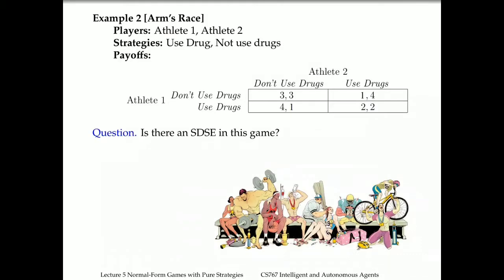If we look at this next example, we have athlete 1 and athlete 2, who are in a competitive sport, but they have the option of taking drugs or not. Of course, if both of them do not take drugs, then they will compete in a fair way, and they will get good rewards. However, if one doesn't take drugs and the other takes drugs, then the other player will have an unfair advantage.